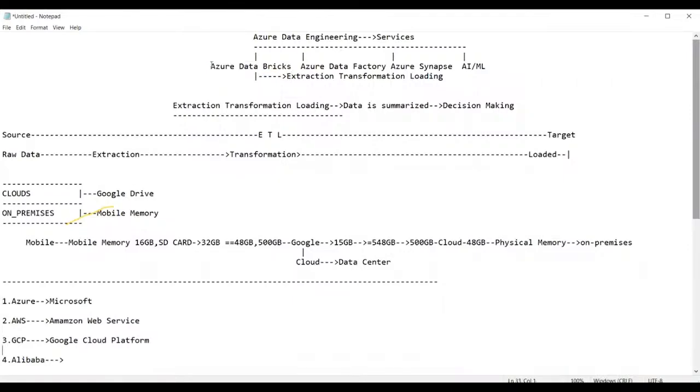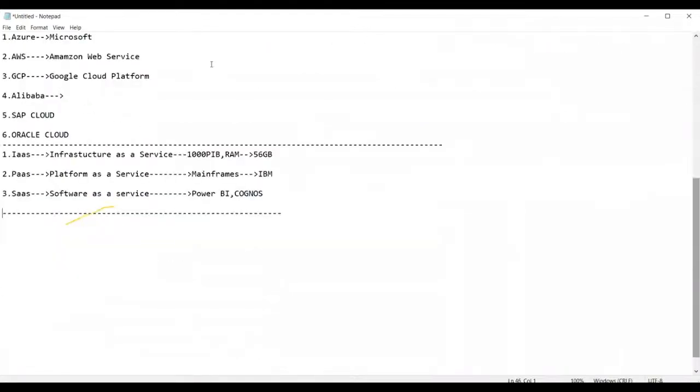So now guys, let us come back here. Azure Databricks is a service of Microsoft, which is provided to perform the job of extraction, transformation, and what is that? Loading. Azure Databricks is a service of Microsoft provided to perform the job of extraction, transformation, and loading. Okay, guys.